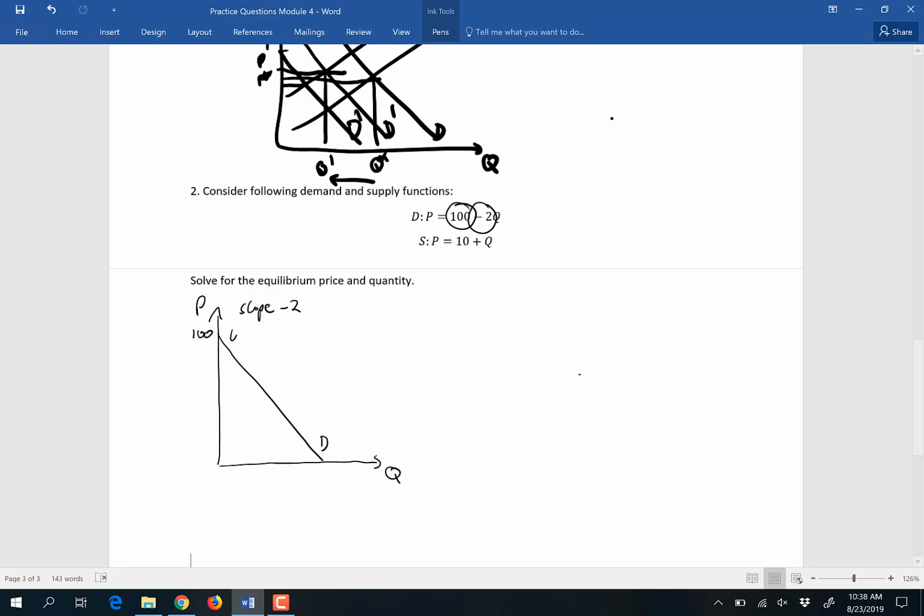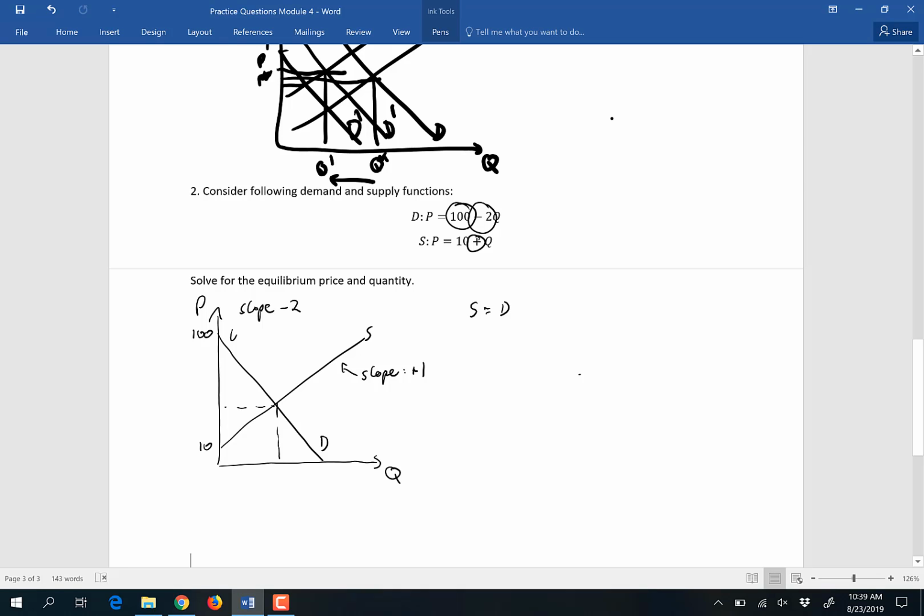The supply function starts at 10 and has a slope of +1. And there's a 1 in front of the q, and a plus sign. What we're trying to do is find these 2 points, the equilibrium quantity and equilibrium price. How do we do this? All we need to do is set supply equal to demand.